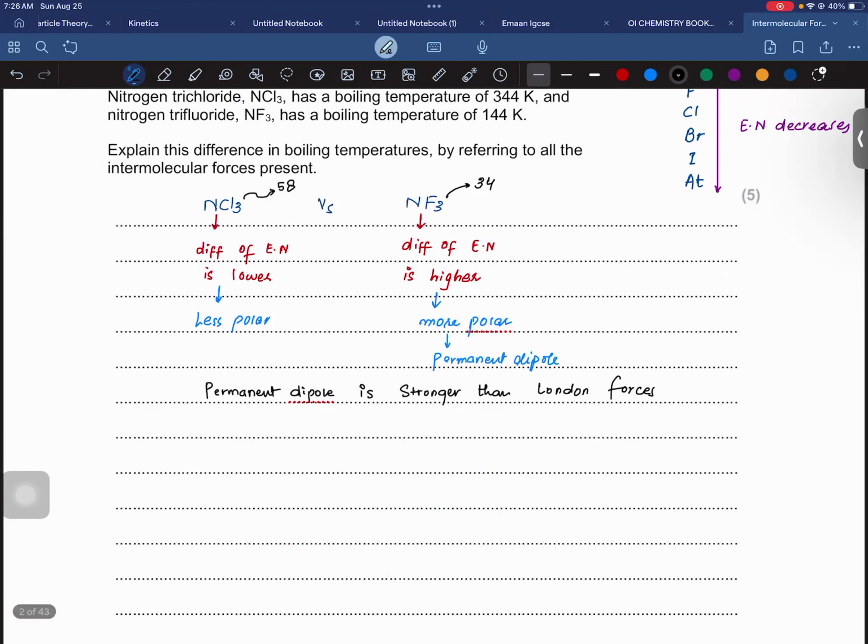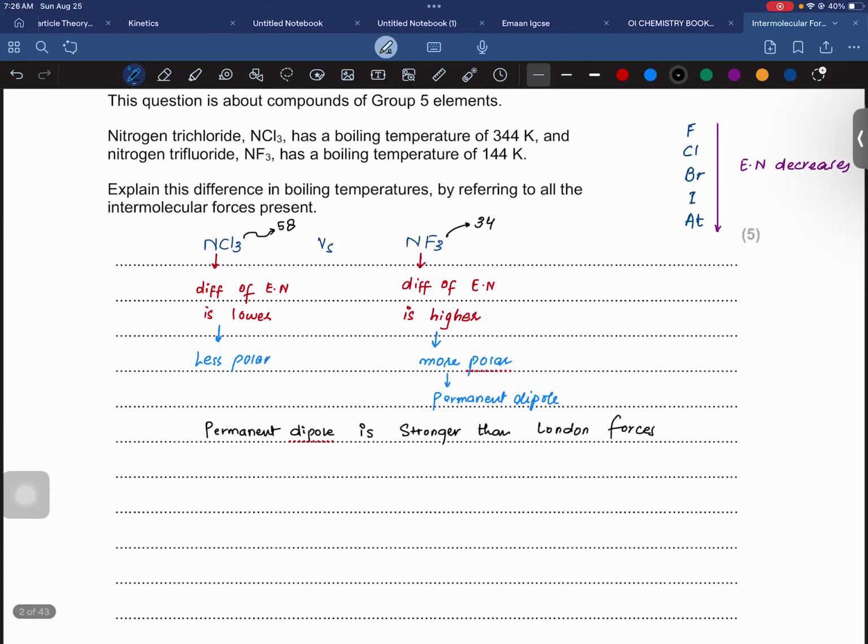So what they have told you is that NCl3 has a boiling temperature of 344 Kelvin and nitrogen trifluoride has a boiling temperature of 144 Kelvin. Explain this difference in boiling temperatures by referring to all the intermolecular forces present.